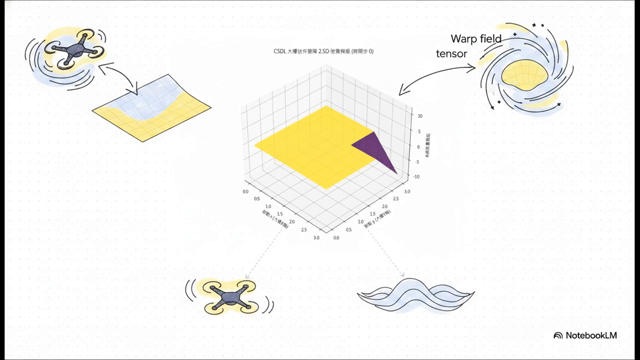What's absolutely incredible to me is the universal nature of this CSDL language. The chip behaves the exact same way, whether it's generating a repulsive force to avoid a physical drone crash in real time or resolving a massive fluctuation in a warp field tensor. It just simply relaxes into the valley of lowest energy.